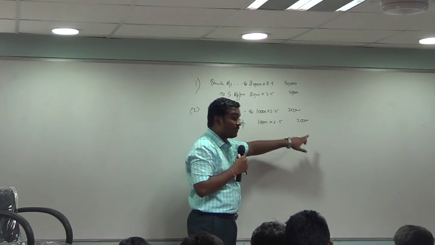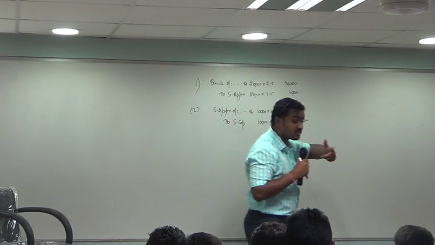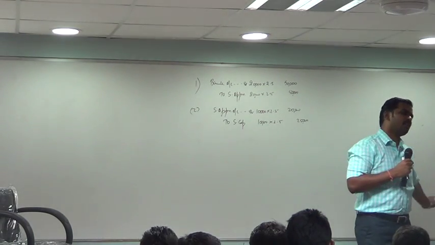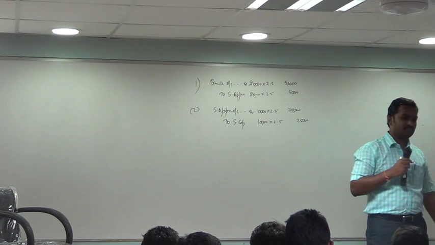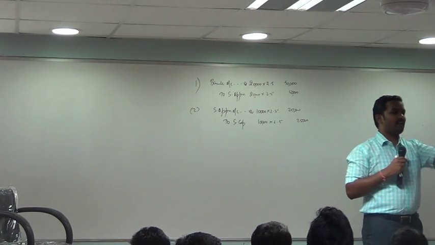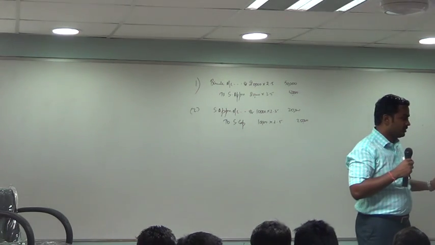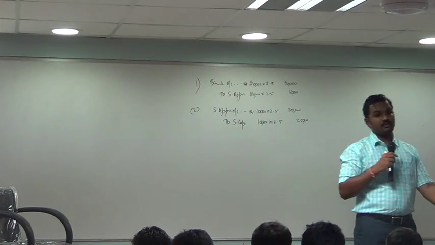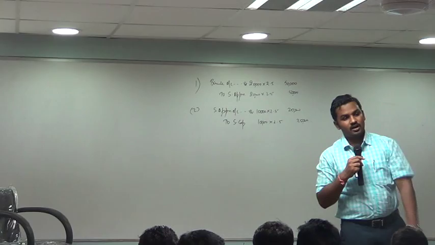There is some excess application money collected. How much excess? 25,000. What should we do with that? First option, best option: give the money back. Whenever you write letters, they will send money. Or, what is the problem saying? The application money was to be adjusted towards allotment money.